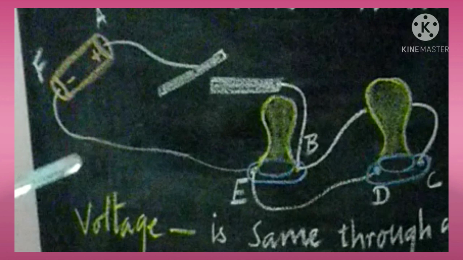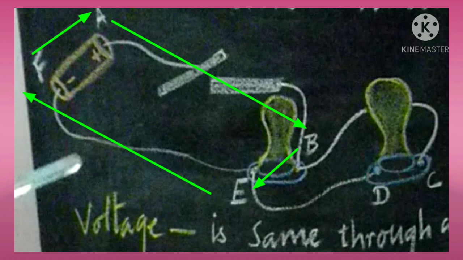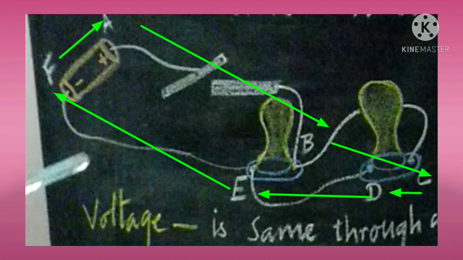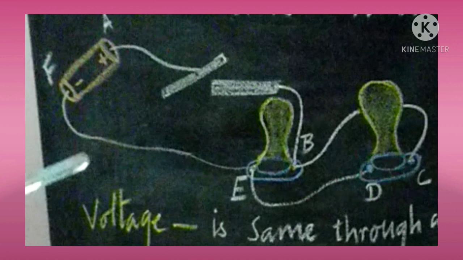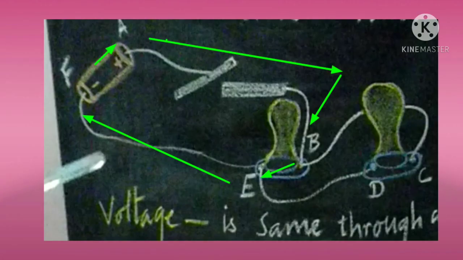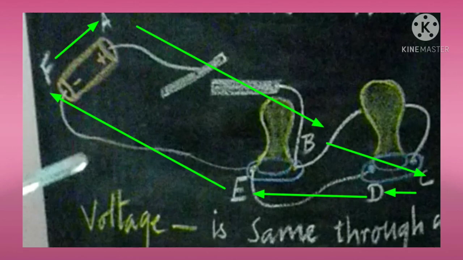Now observe this diagram carefully. Current can flow in two paths. First one, A, B, E, F and A. The next path is A, B, C, D, E, F and A. Here it is clear that electricity from the cell can take either the path A, B, E, F, A or the path A, B, C, D, E, F, A to return to the cell.